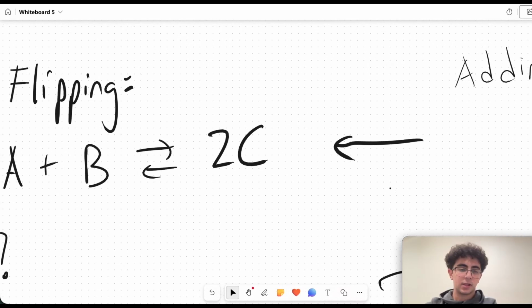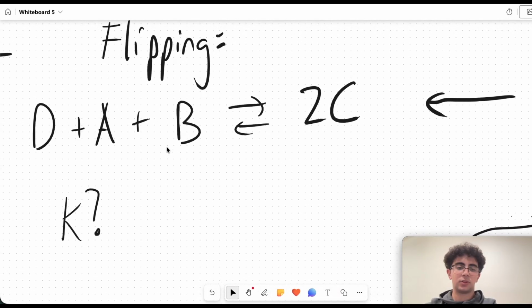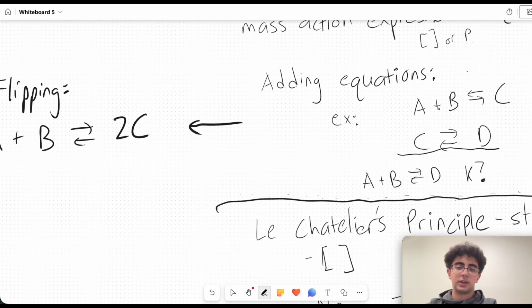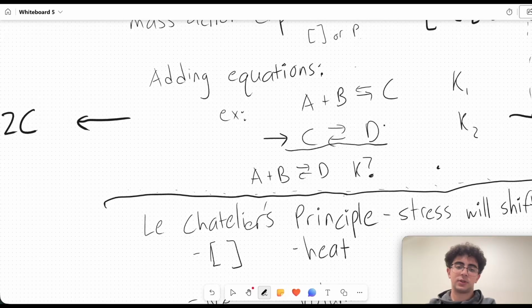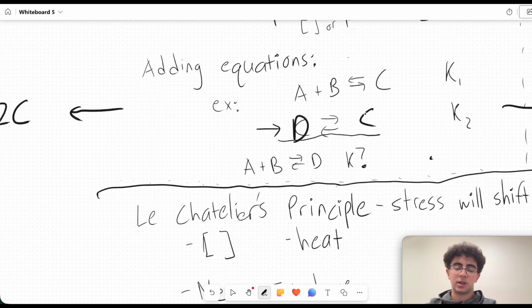Now, let's say we wanted to flip it. So let's say I wanted D plus A plus B yields 2C. So this looks a bit intimidating, but you'll notice that instead of adding these two, we're basically going to flip this expression. And then it's going to be like D is in equilibrium with C. And then we add them. And now if we add them, we see it'll be A plus B plus D yields 2C, like this. So we had to flip it, and then we had to add the reaction.